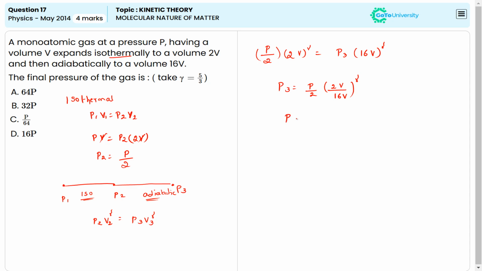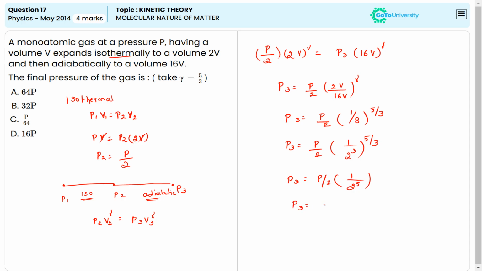Then P3 is equal to P by 2 into, we can write this as 1 by 8, to the power of gamma, and the gamma value is given as 5 by 3. Then P3 is equal to P by 2 into, we can write 8 as 2 cubed, to the power of 5 by 3. Then P3 is equal to P by 2 into 1 by 2 to the power of 5.